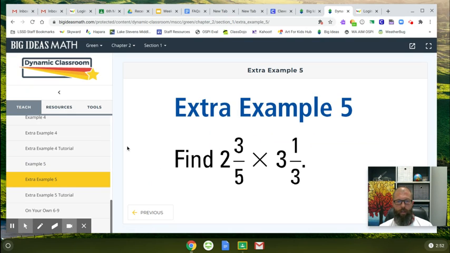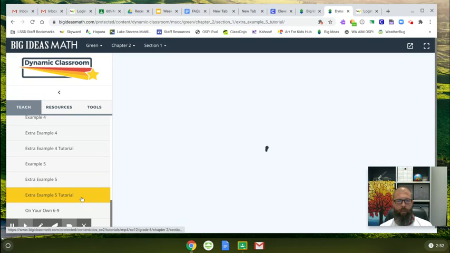All right, extra example 5. Remember, you got to change these into mixed numbers, and I think this one has the wrong numbers too. 1 and 4. Yeah, this is changed to a 4. So in our tutorial, this is going to be a little bit different, but you can practice this one and then also watch the tutorial.